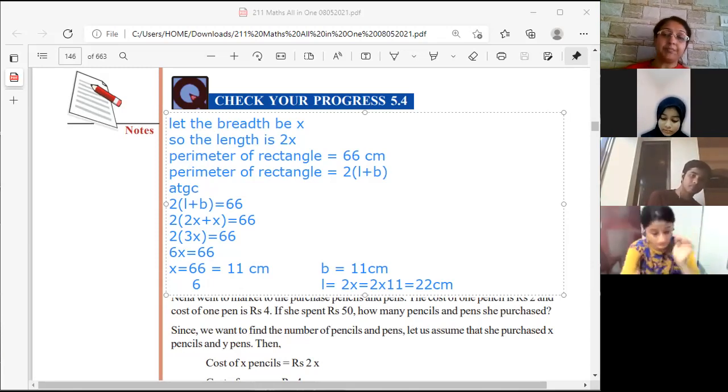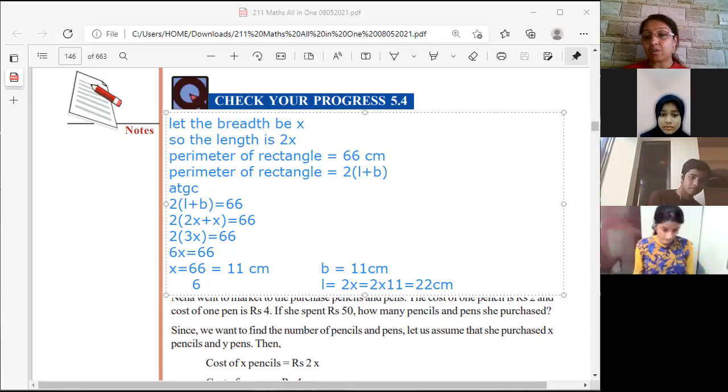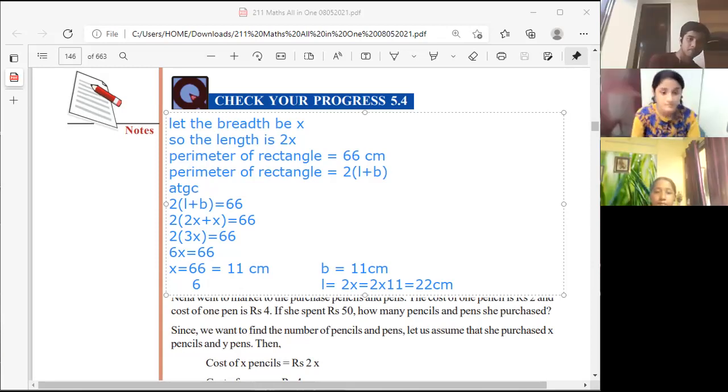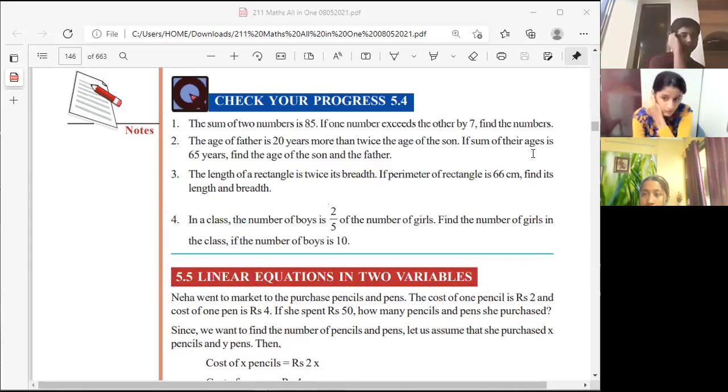Done. Done? Everybody is done? Sharia, you're also done writing, beta? Okay. Pranav, are you with us? Yes, Pranav? Okay. Can we move to the last sum?